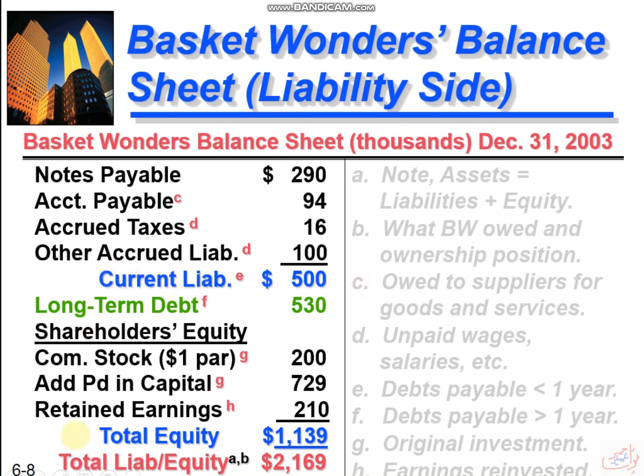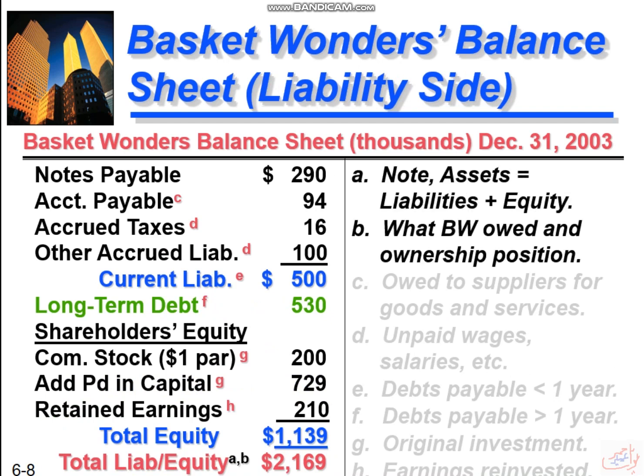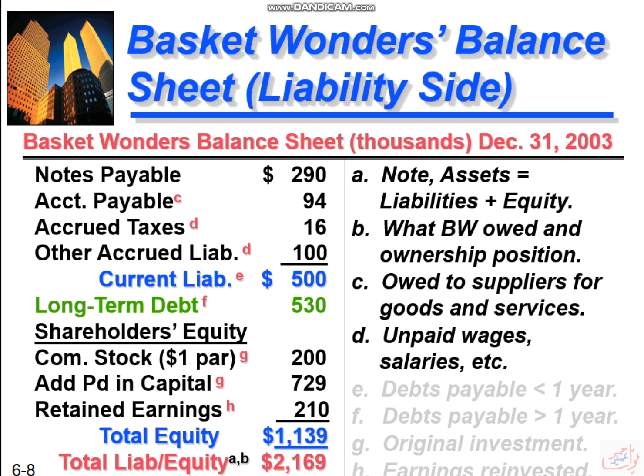So in the liability side we have current liabilities as well as total equities, and the long term debt. So it also shows you the notes: assets is equal to liabilities plus owner's equity. It's our accounting equation. As you know, total liabilities plus owner's equity is equal to 2,169. As in the previous slide, the amount of total assets is also the same amount. Then we have what BW owed and the ownership position: owed to suppliers for goods and services, unpaid wages and salaries, and the portion of debt payable within a year. It is known as short-term debt, and debts payable in more than a year are known as long-term debt.